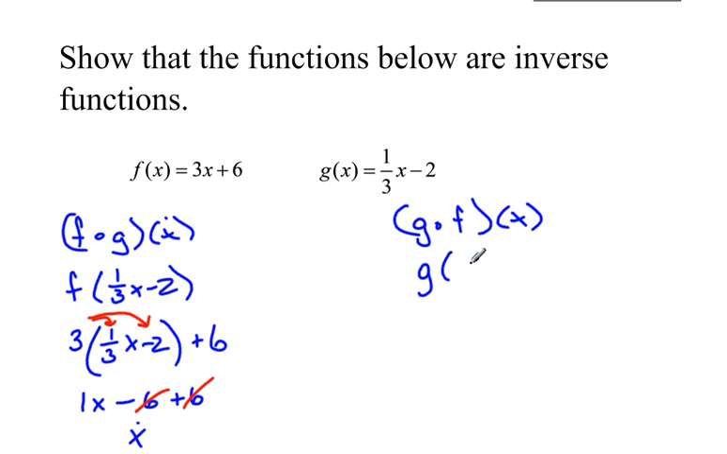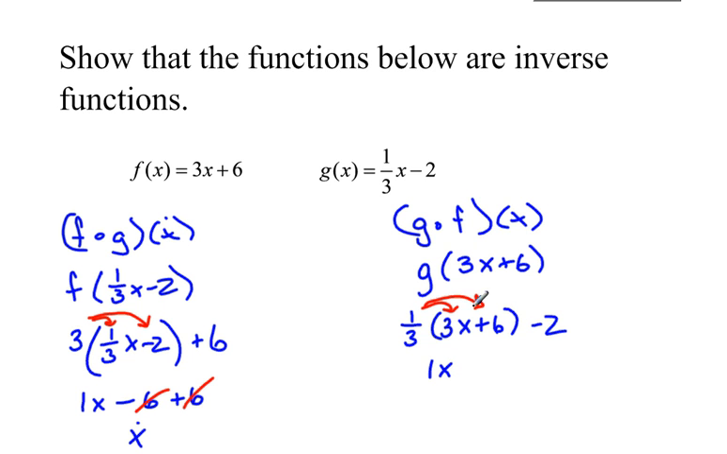G of f of x, my input is 3x plus 6. In the g function, I'm going to replace x with 3x plus 6. Now I'm going to distribute the 1/3. And when I take 1/3 of 3x, I get 1x. When I take 1/3 of 6, I get 2, minus 2. And 2 minus 2 cancels, and I get x. And notice again, my input was x, and after two inverse functions, my output was x.